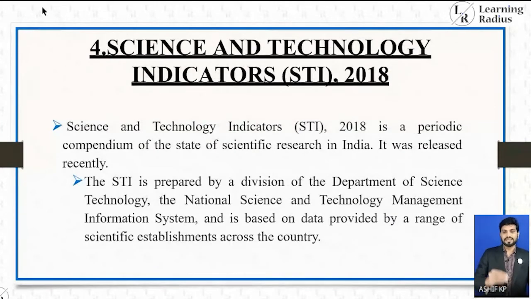Next is Science and Technology Indicators, STI 2018. Science and Technology Indicators 2018 is a periodic compendium of the state of scientific research in India. It was released recently. The STI is prepared by a division of the Department of Science and Technology, the National Science and Technology Management Information System, and is based on data provided by a range of scientific establishments across the country.